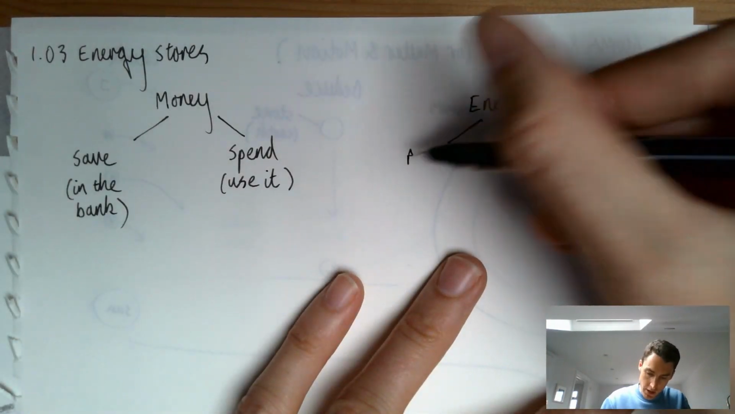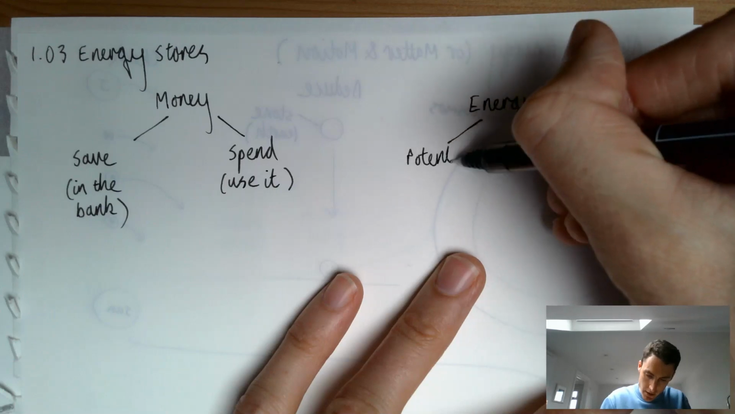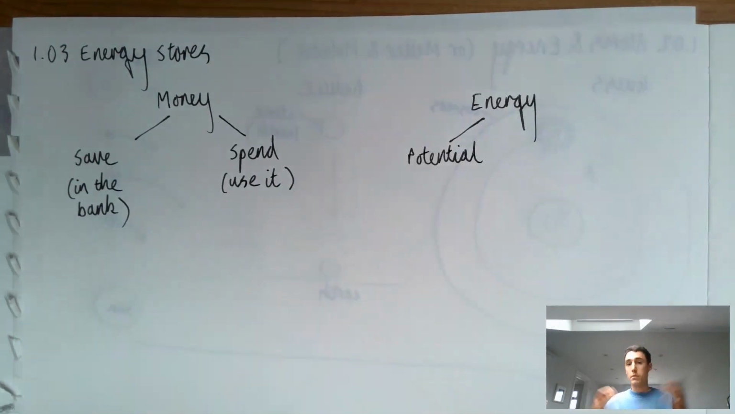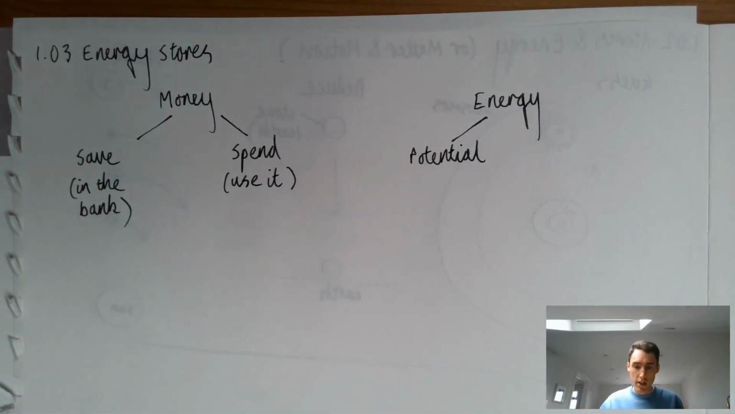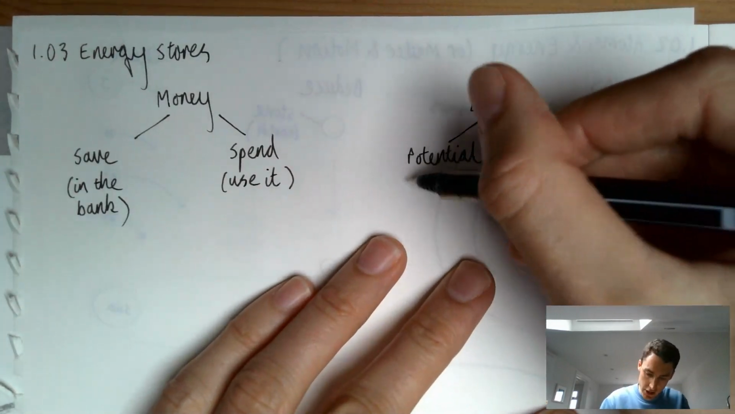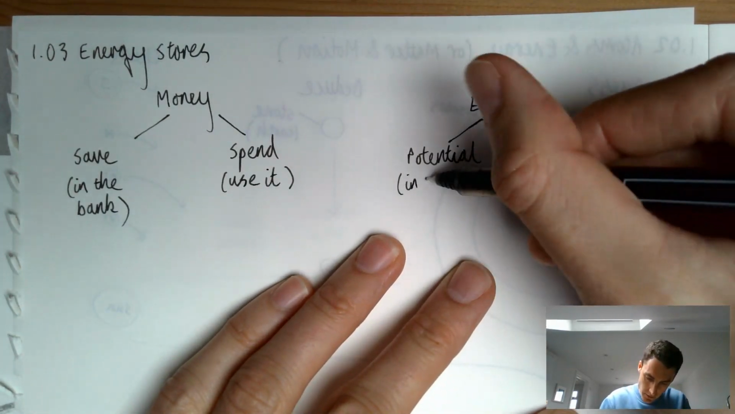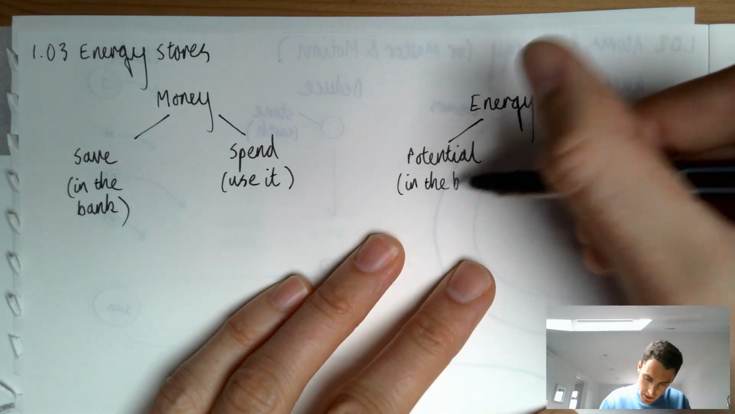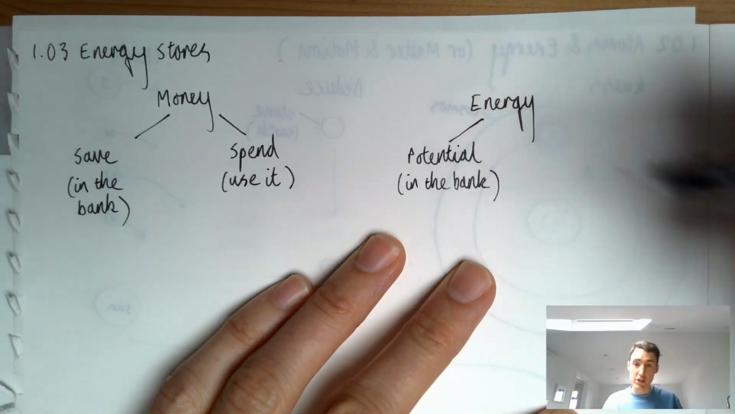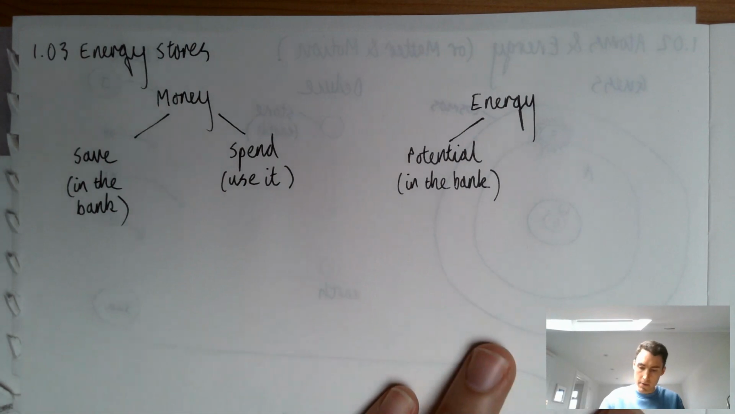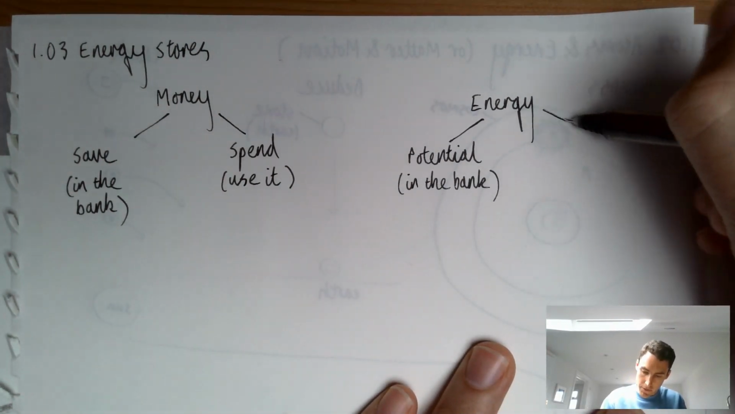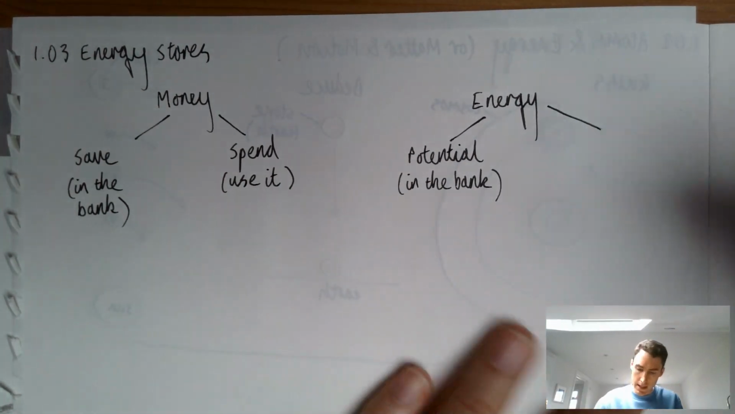One is potential energy, and the reason I've laid it out like this is because what I'm going to say to students is any potential energy is like energy in the bank. So it's not actually being used at that point, but it's ready to be used. And we'll look at some examples of potential energy stores in a minute. And then I'm going to call the other category actual.